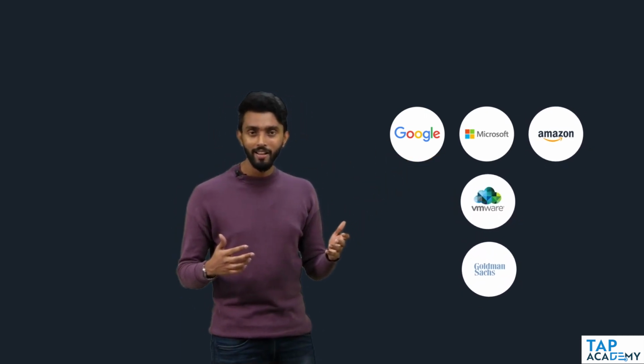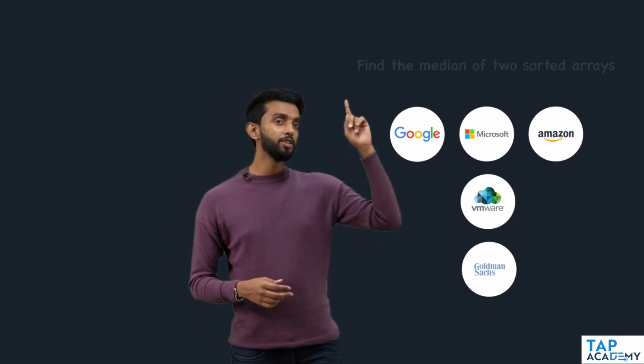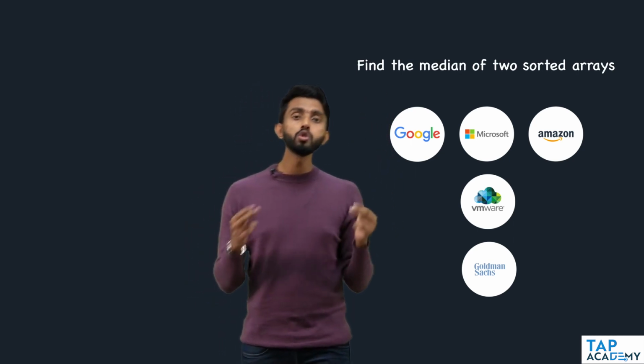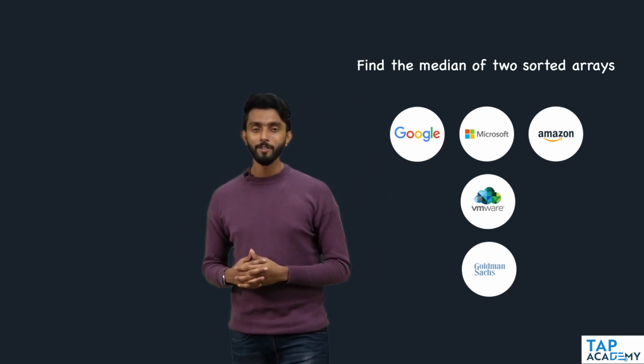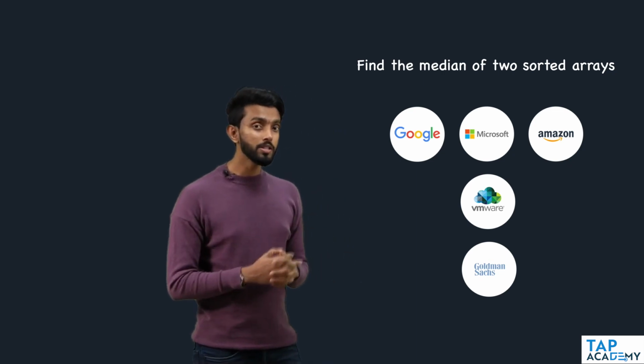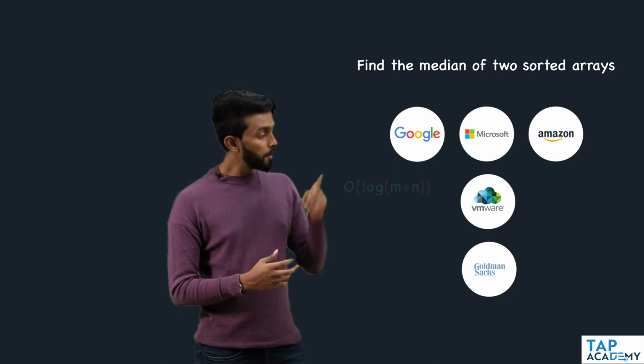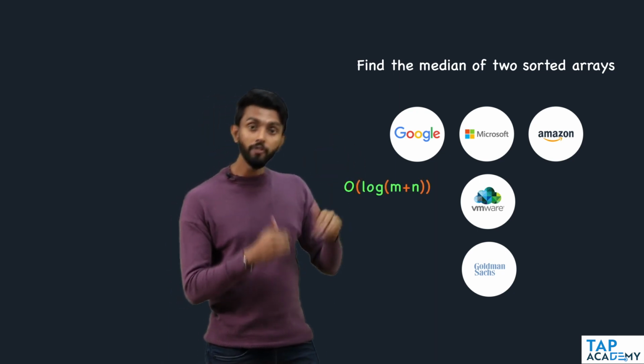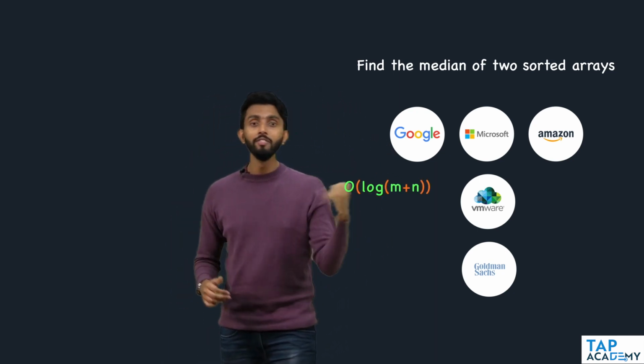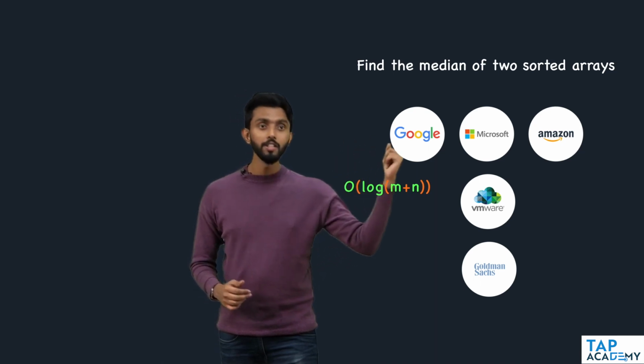My friends, today we are going to be discussing a very famous interview question, especially in product-based companies such as Google, Microsoft, Amazon, VMware, Goldman Sachs. Are you interested to know what the question is? It is to find the median of two sorted arrays, right? And the beauty here is they're asking us to solve this question with a time complexity of big O of log of m plus n, and this is why it is asked in these companies.